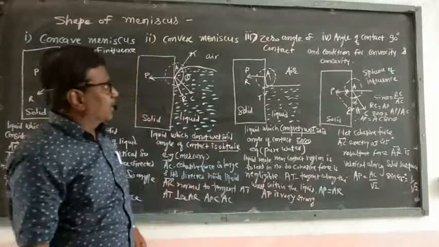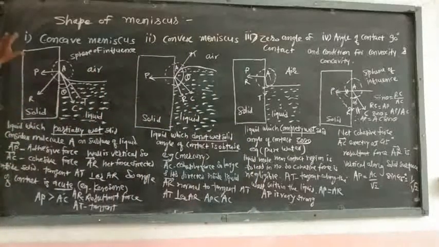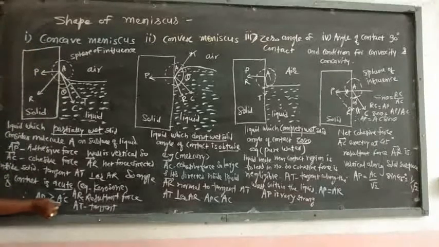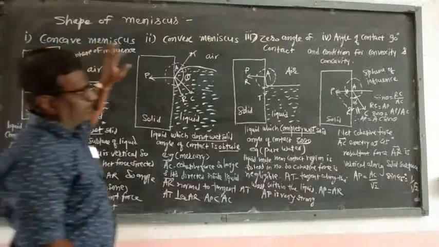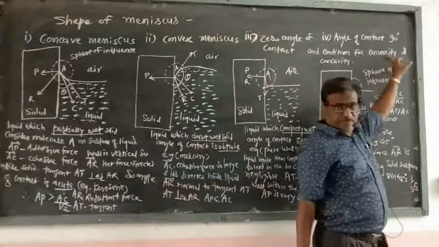Now we see the condition for concave meniscus and convex meniscus. For concave meniscus, we have to write here AP is greater than AC upon under root 2. So this is the condition for concave meniscus.